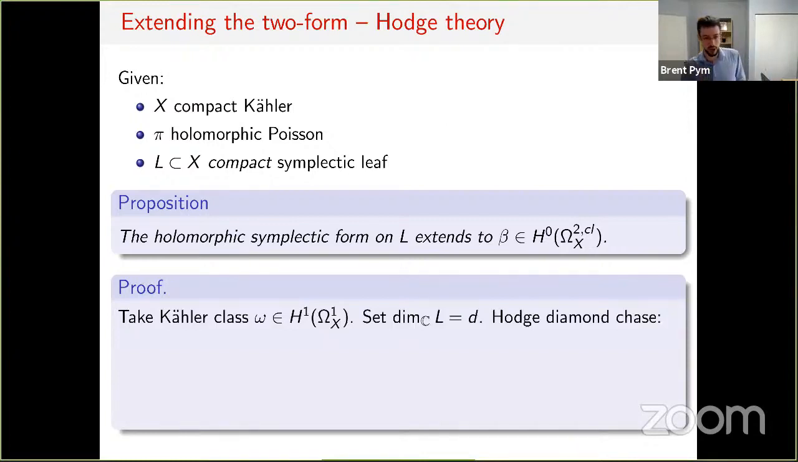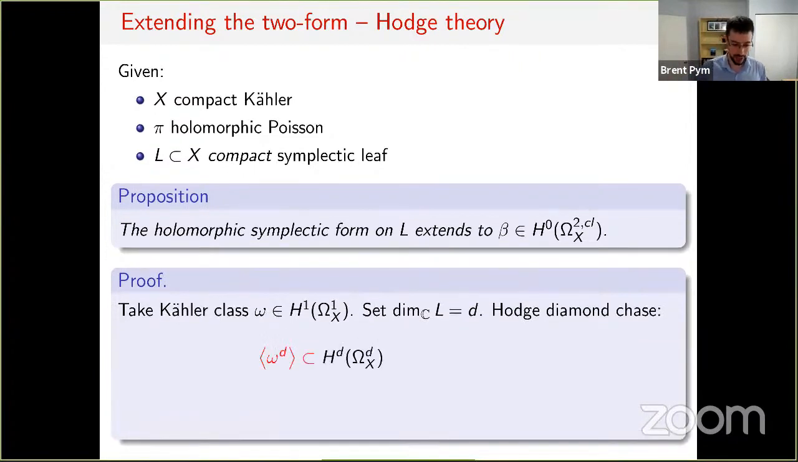So we have a compact Kähler manifold, has a Kähler class in H11. And let's let D be the dimension of this symplectic leaf, the complex dimension. Okay, and now I'm just going to take the Kähler class and the Poisson bivector, and I'm going to chase around the Hodge diamond of X. Okay, so it starts like this. I have the Kähler form. I can take its dth power. I'll get something in HDD of X. Okay, remember D is the complex dimension of L.